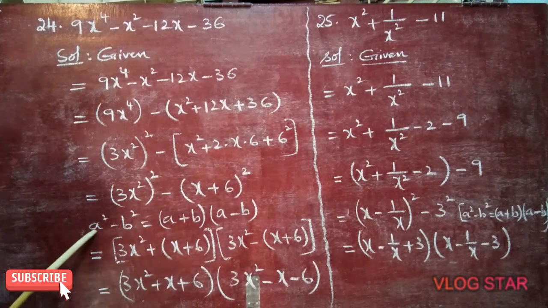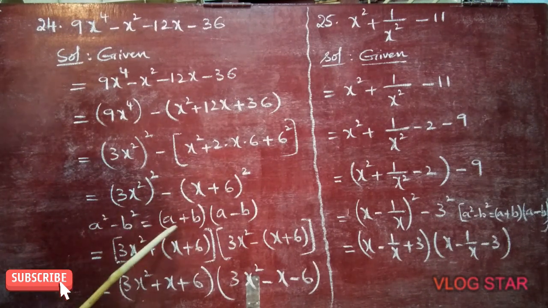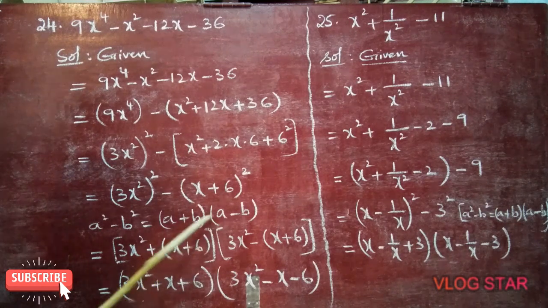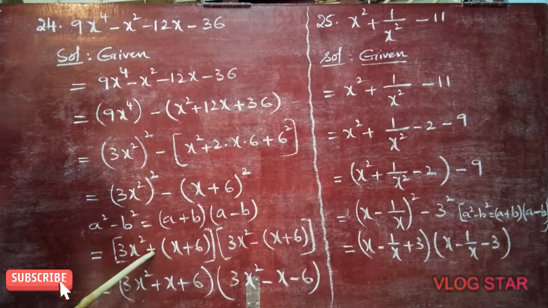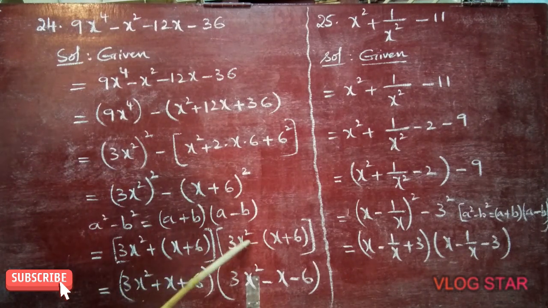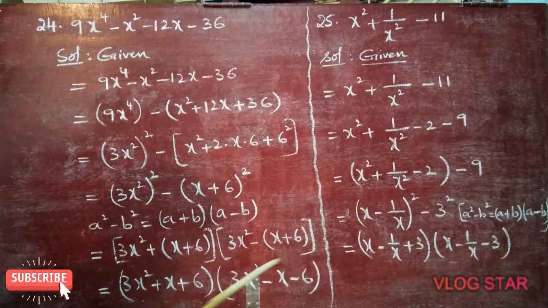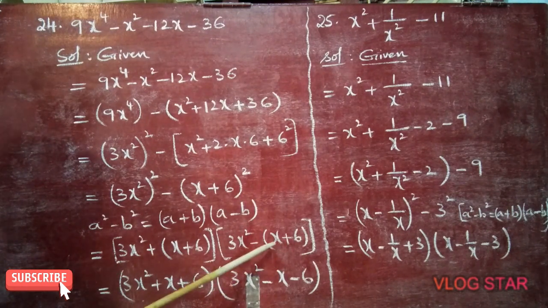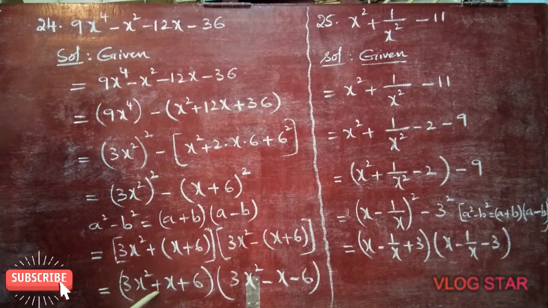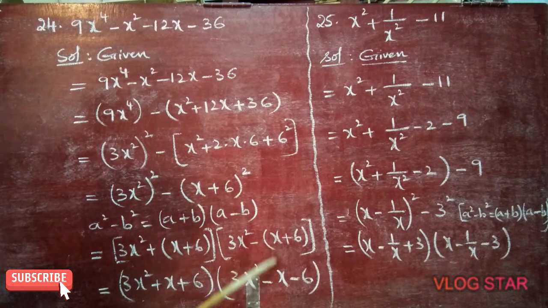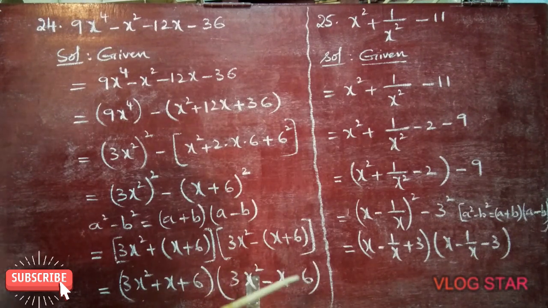Which formula again? a square minus b square is equal to (a plus b) into (a minus b). So (3x square plus (x plus 6)) into (3x square minus (x plus 6)). One time you write plus, another time you write minus. You know this formula. So 3x square, when plus is going inside, nothing will happen, I told you. 3x square plus x plus 6 as it is, into 3x square, and minus outside plus becomes minus, minus outside plus becomes minus: 3x square minus x minus 6.